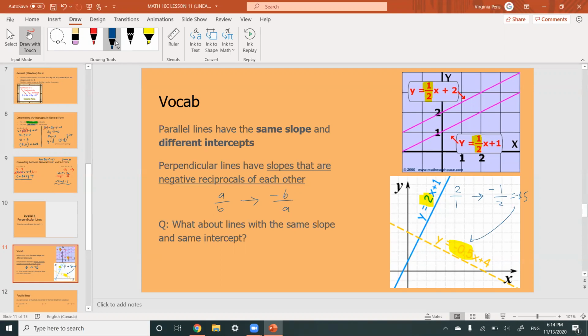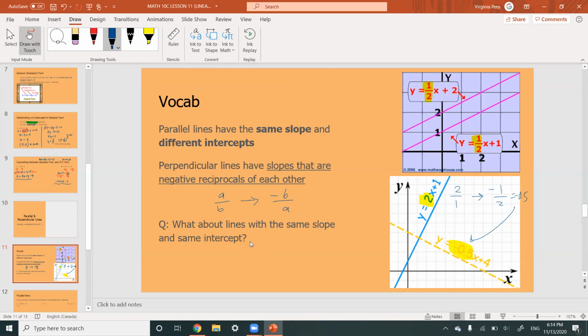Now, I have a mini question at the bottom. So, what about lines that have the same slope and the same intercept? What would they look like? Would they be parallel? You can type any answers in the chat.